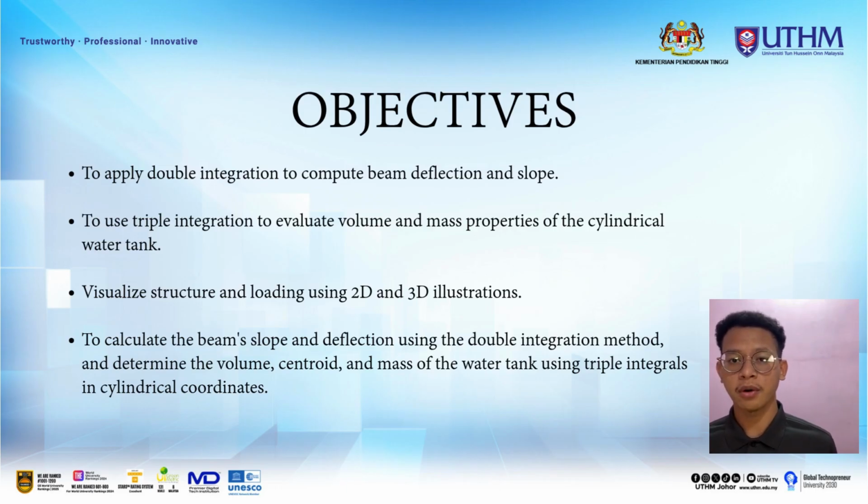Next, there are 4 objectives for this project. First, to apply double integration to compute beam deflection and slope. Second, to use triple integration to evaluate volume and mass property of the cylindrical water tank. Third, to visualize structure and loading using 2D and 3D illustration. And lastly, to calculate the beam slope and deflection using the double integration method and determine the volume, centroid, and mass of the water tank using triple integral in cylindrical coordinate.